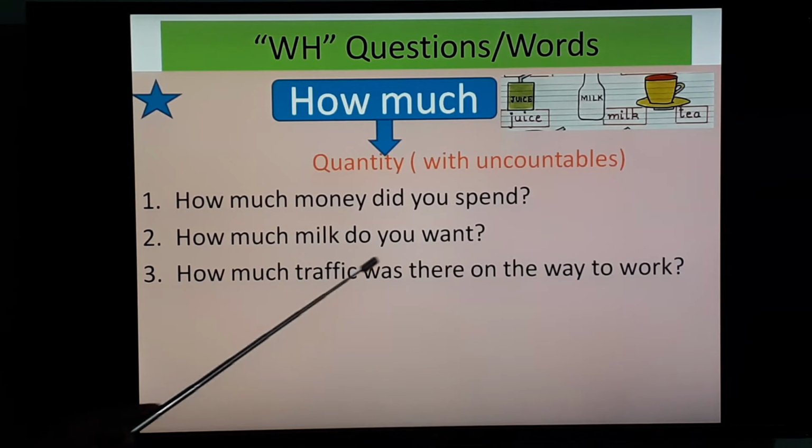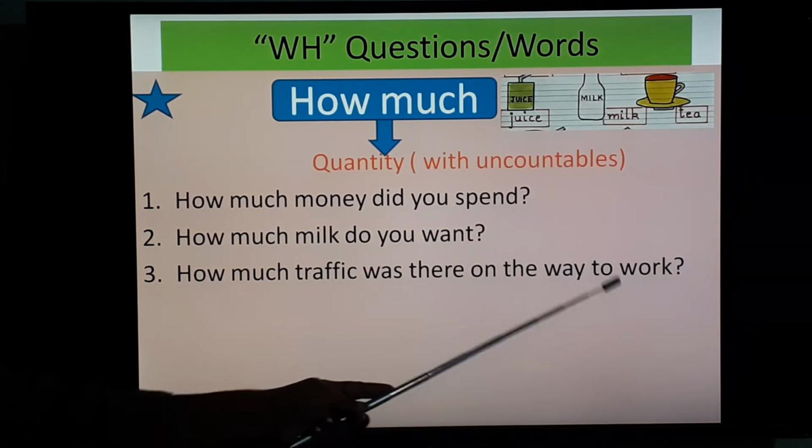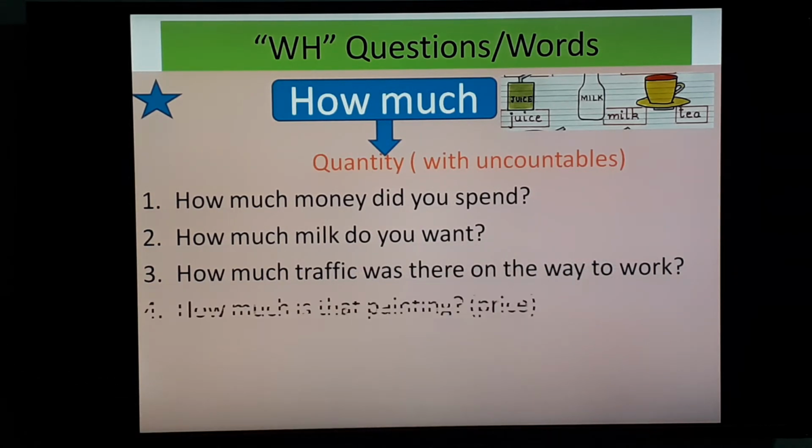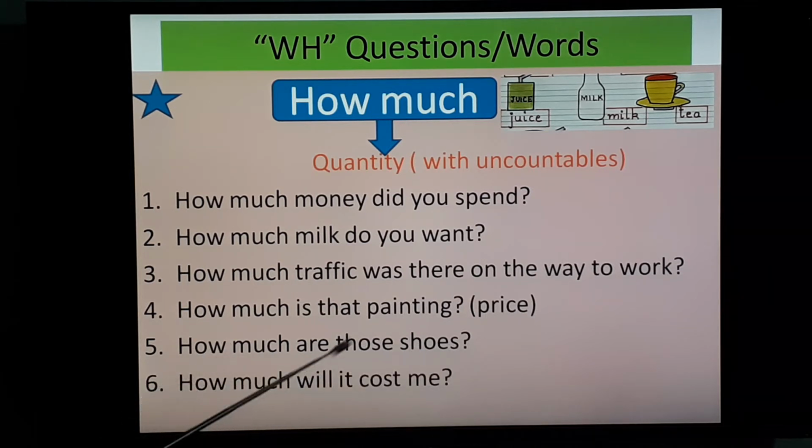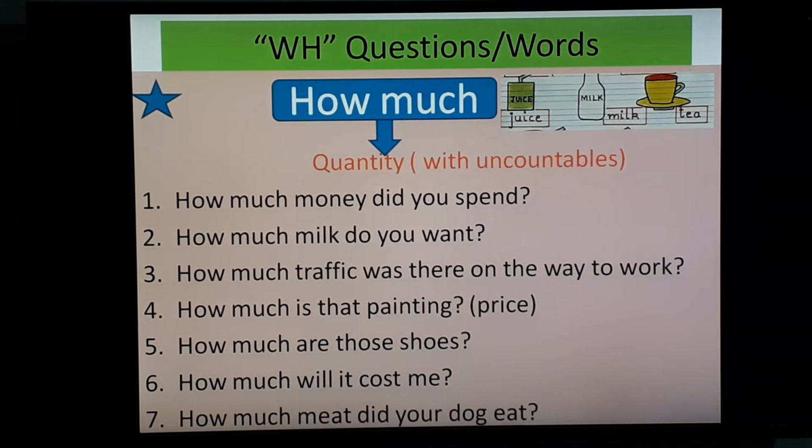How much traffic was there on the way to work? How much is that painting? So it is about price. How much are those shoes? How much will it cost me? How much meat did your dog eat? So meat can be uncounted. That is why how much.